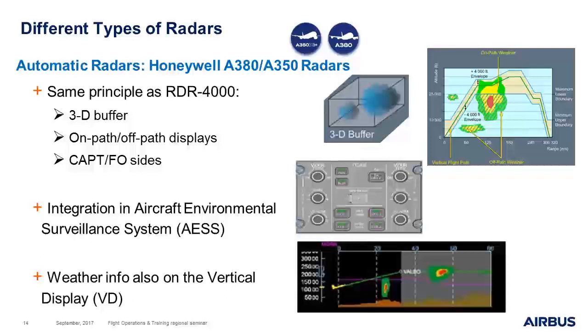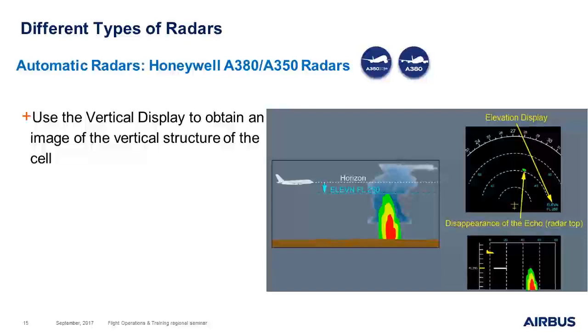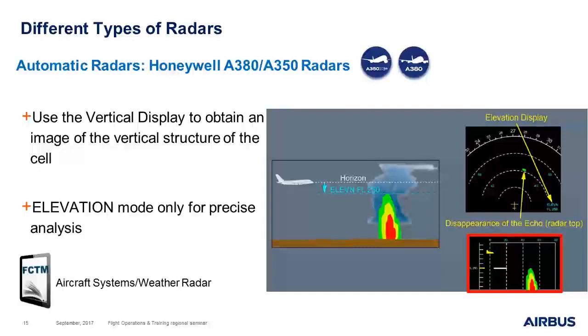The very big difference for this aircraft does not come from the radar itself, but from the fact that the vertical display is available in the cockpit. With the vertical display, you have a direct image of the vertical structure of the cell along the flight path. As a result, the elevation mode can still be used, but it is only for precise analysis of the structure of the cell.